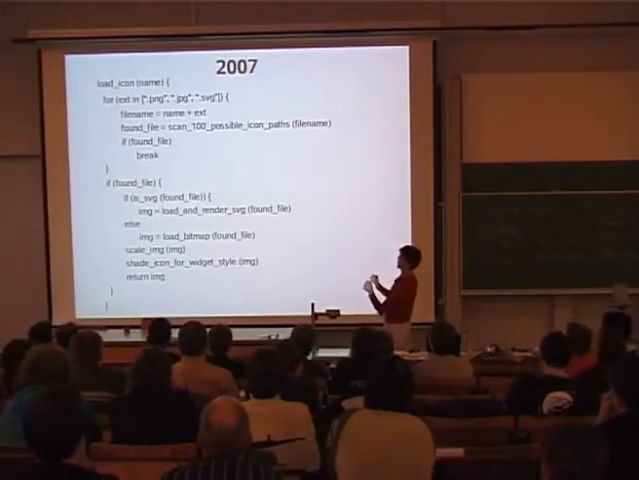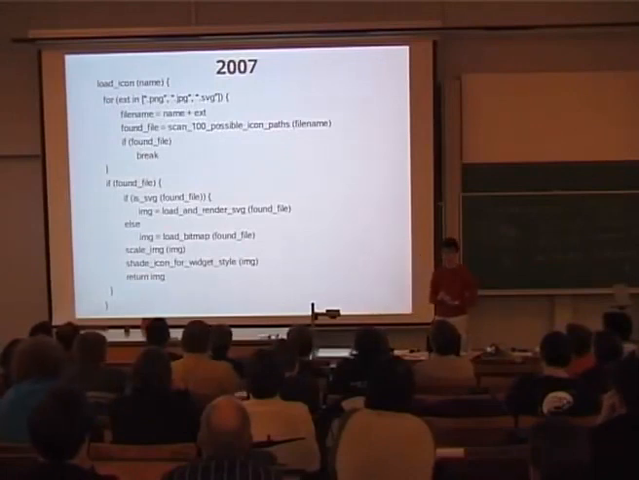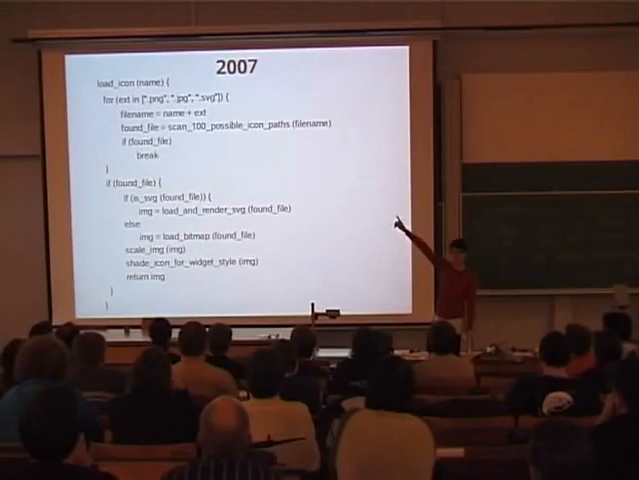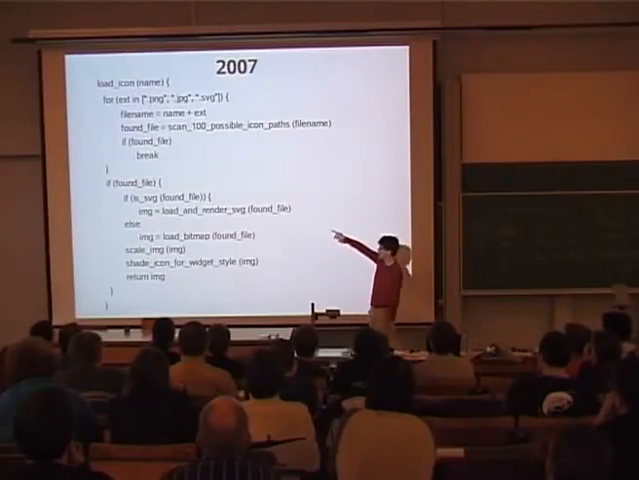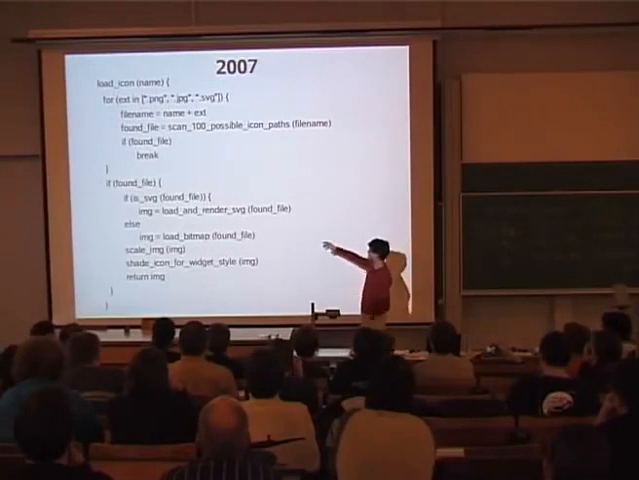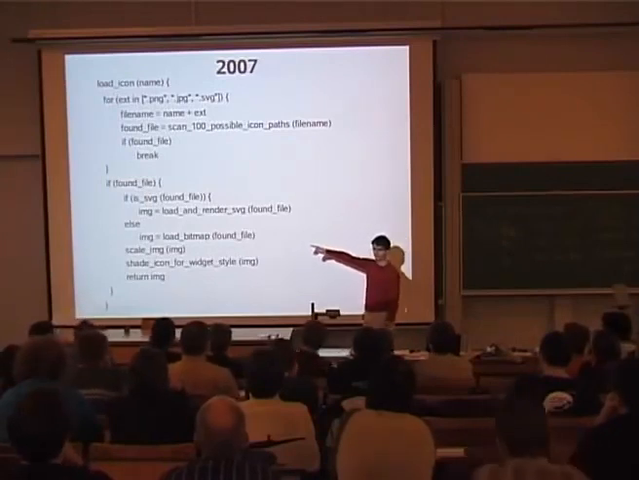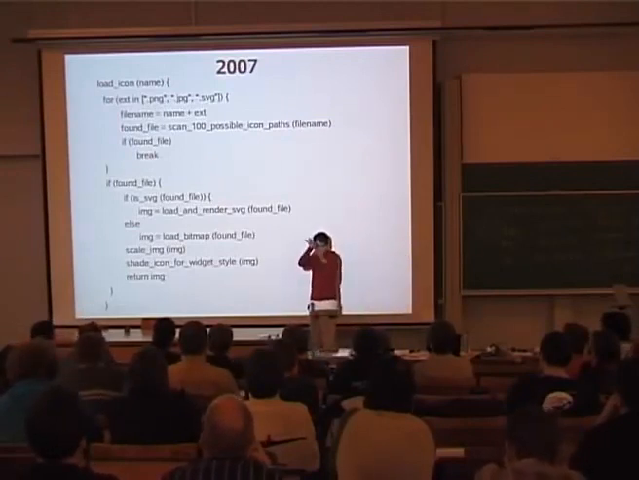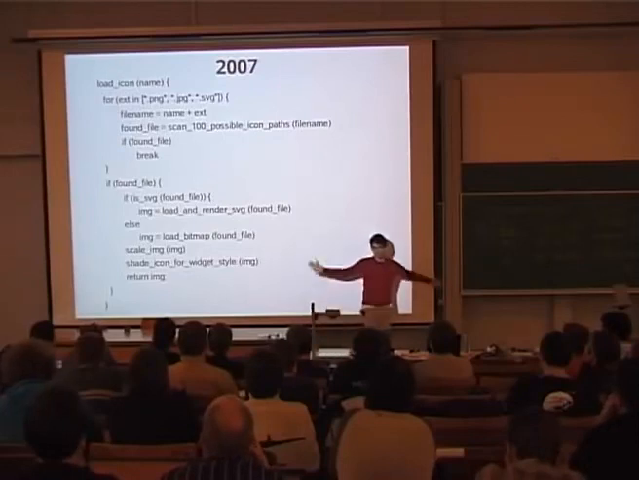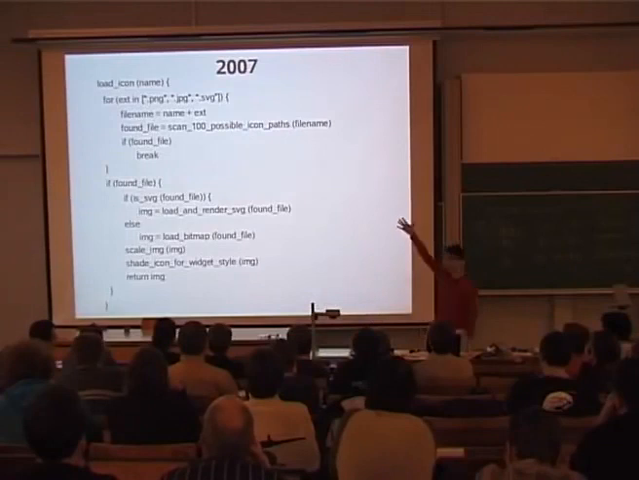File names can have different extensions. And we can have many, many paths for the icons, right? So for each possible extension and each possible path, we look for it. If we finally found it, then we say, oh, is it an SVG? Okay, then load the SVG, scale it, and Cairo is just so fast for that. So we load the SVG. Otherwise, we load the bitmap. After loading the bitmap, we scale it. Then we actually take the scaled image and add some cute shading to it to match the theme. That's just such a bunch of crap.